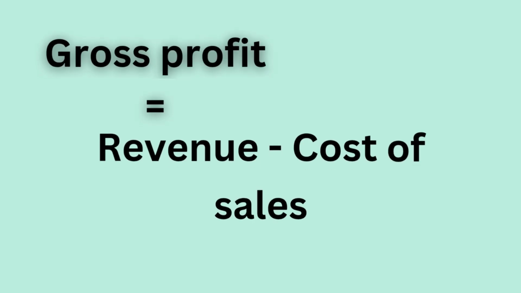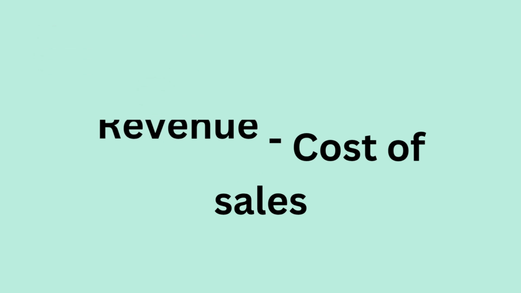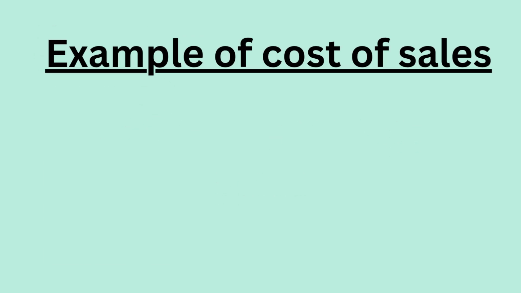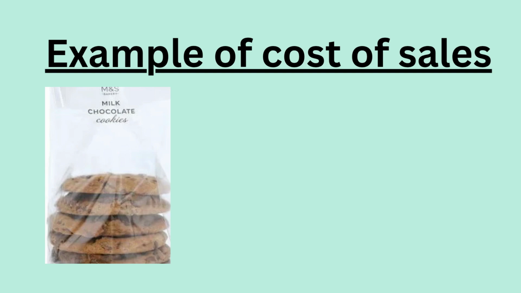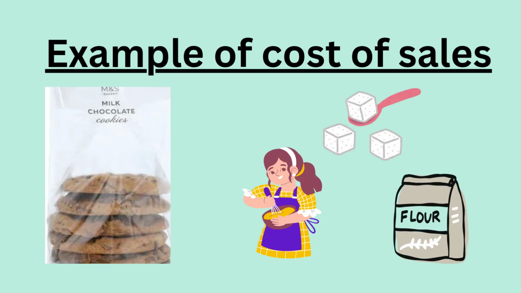Gross profit is the difference between revenue and the cost directly related to production, otherwise known as cost of sales. Using the example of M&S cookies, things directly related to producing them include the bakers to bake them, the ingredients, sugar, flour, and even the packaging. Some may argue a little bit of love as well.